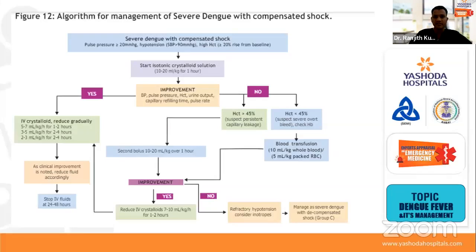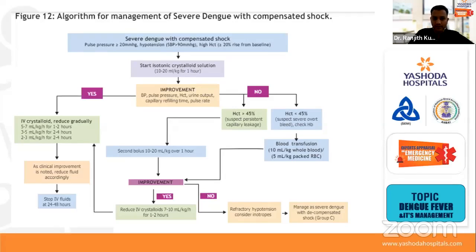In patients with severe dengue with compensated shock, where the pulse pressure is narrow, the patients are hypotensive, and there is a raised hematocrit, the initial bolus is 10 to 20 ml per kg, then 7 to 10 ml per kg, and it should be given over 1 hour. Look for any improvement. If the patient has improved, then the fluids have to be given over the next 10 hours at reducing titration levels, and ultimately stopped over the next 2 days.